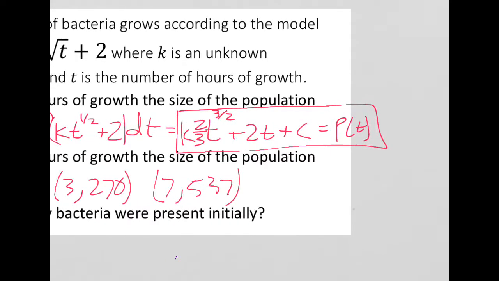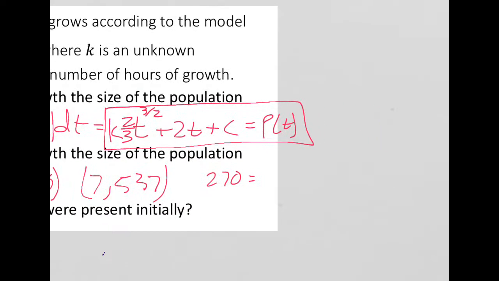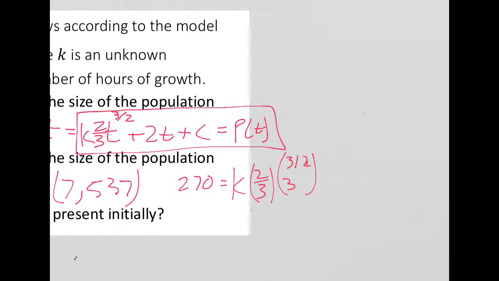So the population was 270 after 3 hours of growth. So let's plug in that 3. We'll have k times that 2/3 coefficient right there. Let's leave it 3 to the power of 3/2 right there, plugging in that time of 3. And then plus 2 times 3 plus c, and that is our equation.